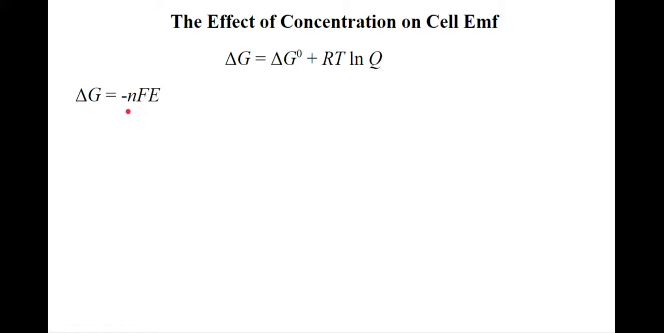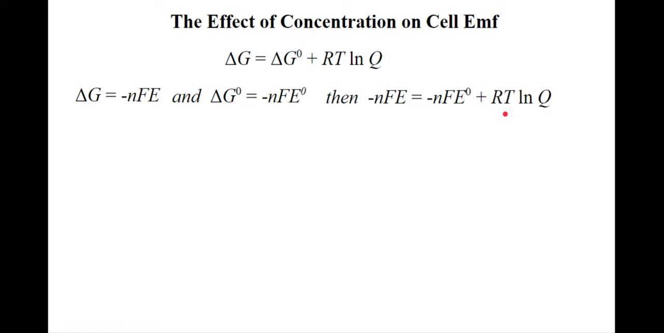Well, we also know from this chapter that in terms of chemical energy, negative nFE is the amount of energy in the form of electrical work that can be done for delta G. So again, n is the number of electrons, F is Faraday's constant, and we could also say the same thing for delta G standard, or delta G naught. So at standard conditions, same thing. The amount of energy, the overall charge, that's what nF is, times the cell potential. Well, if we substitute those two, we get this.